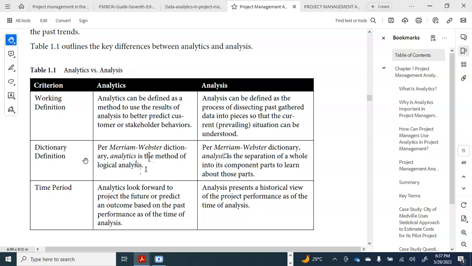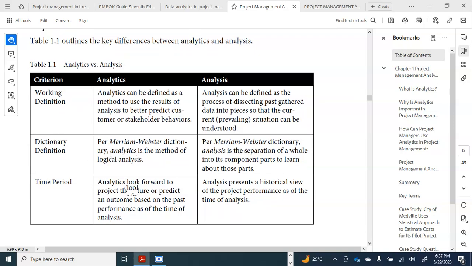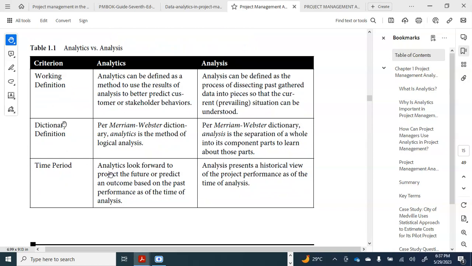The dictionary again stated that analysis is the separation of a whole into its component parts to learn about those parts. I love this definition. You see that now, analysis is the separation of a whole into its component parts to learn about those parts. You're separating different things into different components to learn about each of them. That's analysis. You see that? So we have the time period under the criterion.